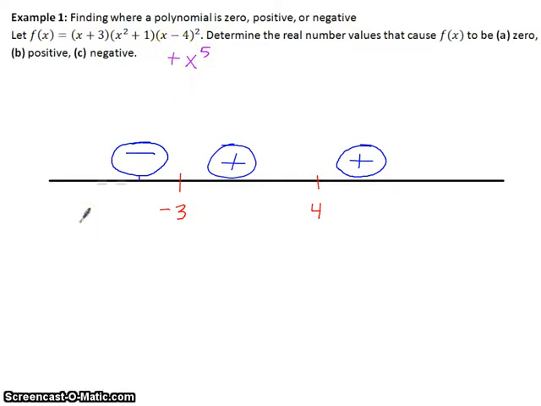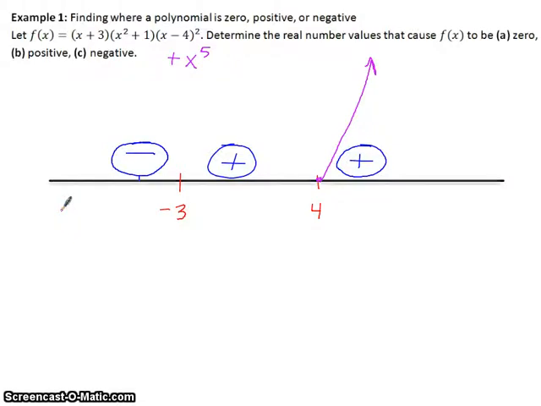The leading term tells us about the ending behavior of the function. So because I have a positive leading coefficient, I know that as x increases, the y value will increase. So after this last 0 here, as x increases, y increases. We're in the positive here, right? Now, because the degree is odd, as x decreases, the y value will decrease.